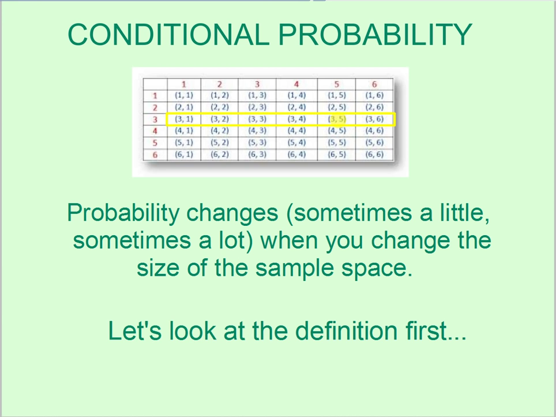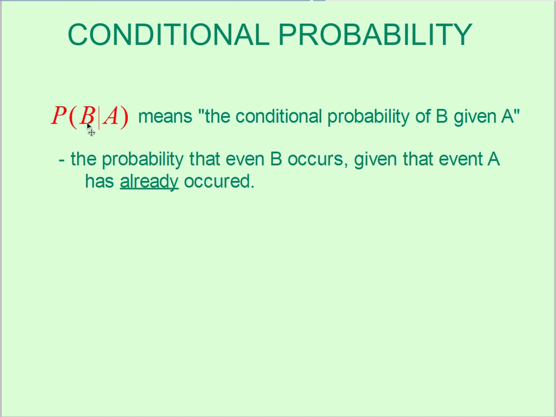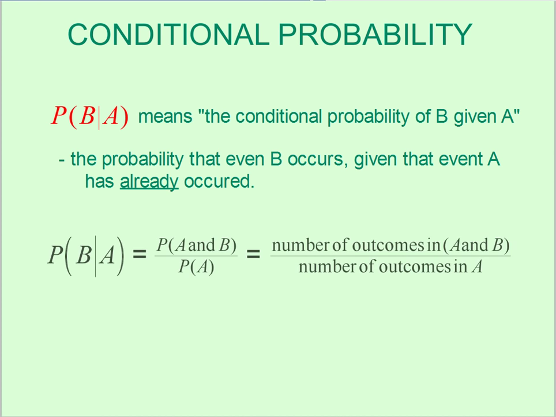So let's look at the definition for conditional probability. In notation, this is what a conditional probability is going to look like. I would read this: the probability of B given A. That means that I'm looking for the probability that B occurs, given that event A has already occurred. We already know that event A has happened, and that's going to help us change our sample space.